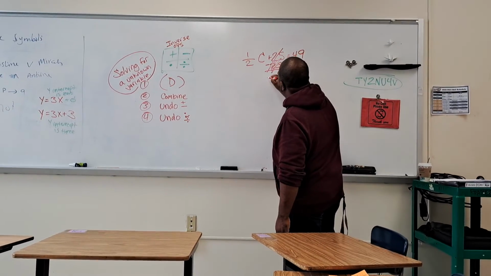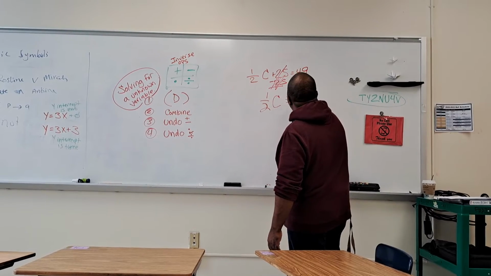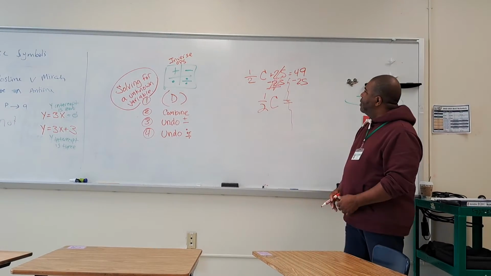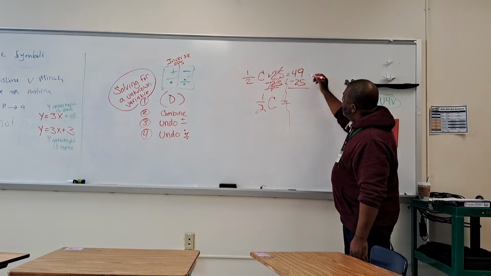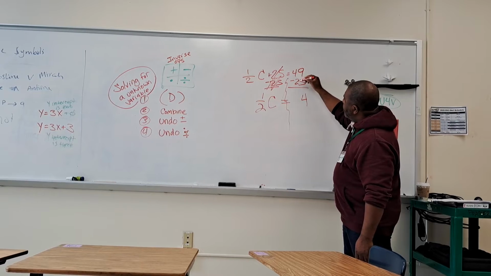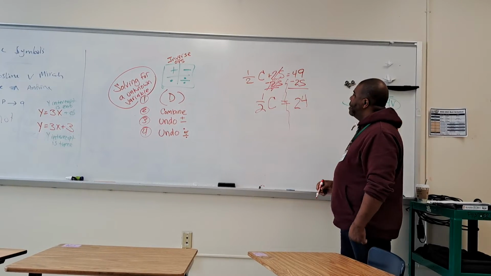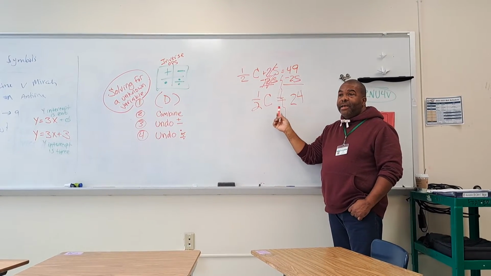So we can just get rid of that, and we have 1/2 C equals 49, take away 25. You can use your calculator, or if you can do it in your head, 9 take away 5 would be 4. 4 take away 2 would be 24. All right, so 1/2 of C is 24.